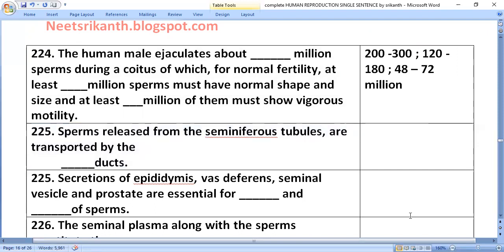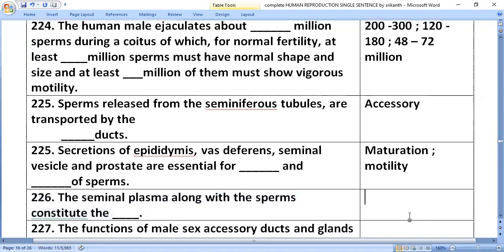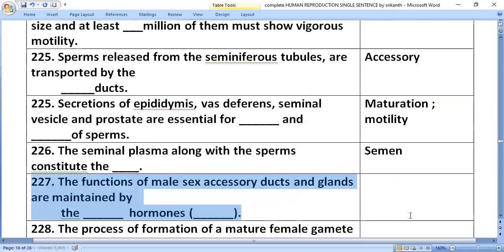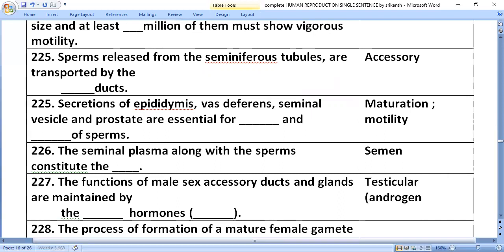Sperms released from the seminiferous tubules are transported by the accessory ducts. Secretions of epididymis, vas deferens, seminal vesicle and prostate are essential for maturation and motility. The seminal plasma along with the sperms constitutes the semen. The functions of male sex accessory ducts and glands are maintained by testicular hormones, which are called androgens.